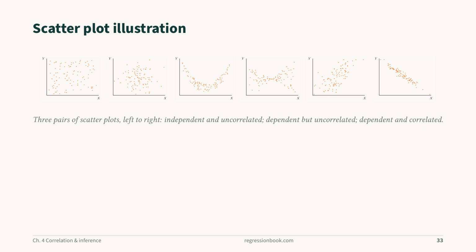The 6 panels illustrate the 3 regimes in pairs, left to right. Pure noise with nothing to find. Visible structure, a U-shape and a fan, whose best straight line is nonetheless flat. And finally, genuine linear association with a sloped fit. Keep the middle pair in mind whenever a correlation of 0 tempts you to conclude that nothing is going on.